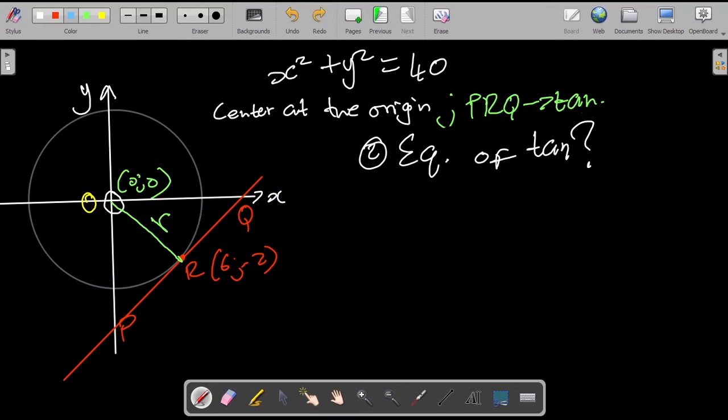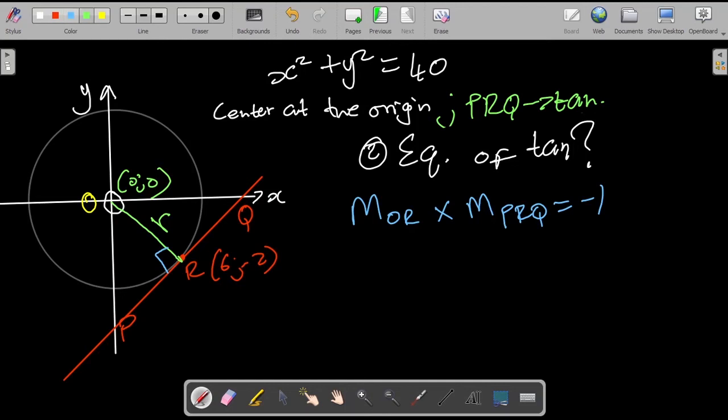And once again, what do we know about the tangent and the circle? We know that at the point of contact, the radius is perpendicular to the tangent. Okay, so what does that mean? That means that the gradient of OR multiplied by the gradient of the tangent, which is PRQ, is equal to -1.